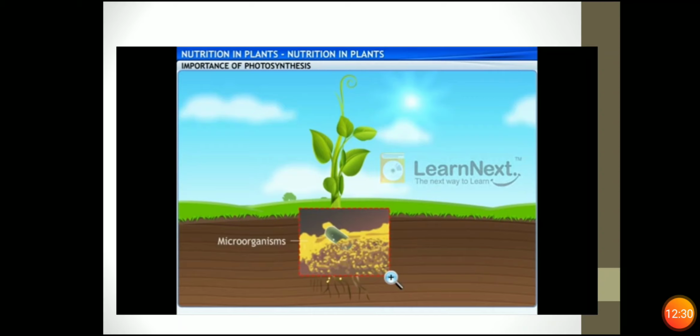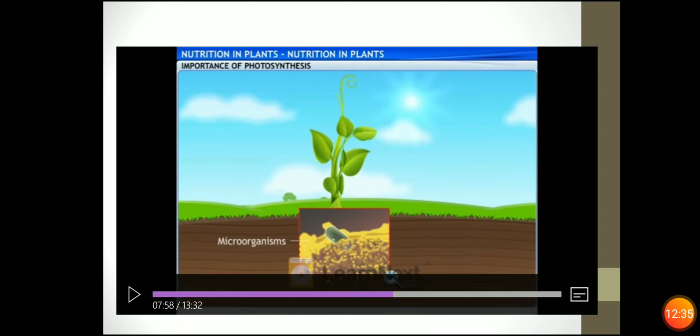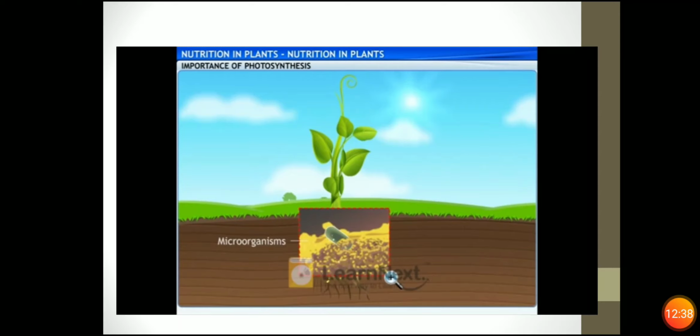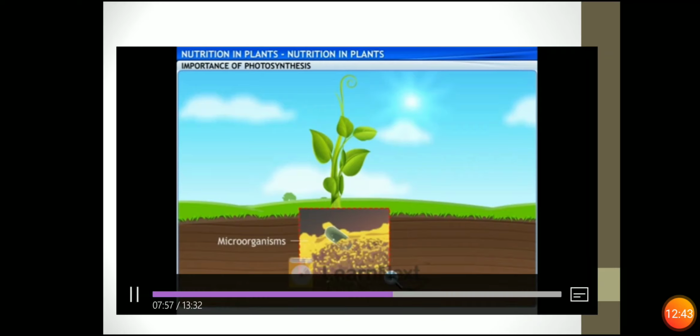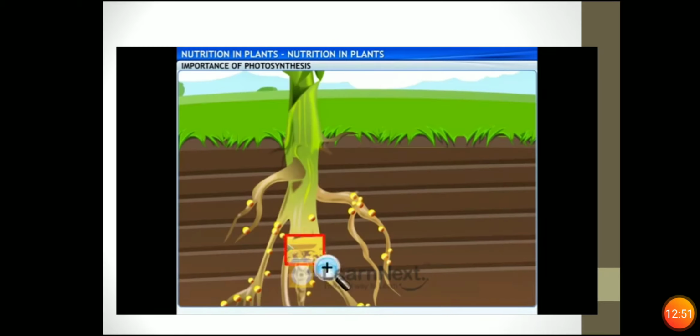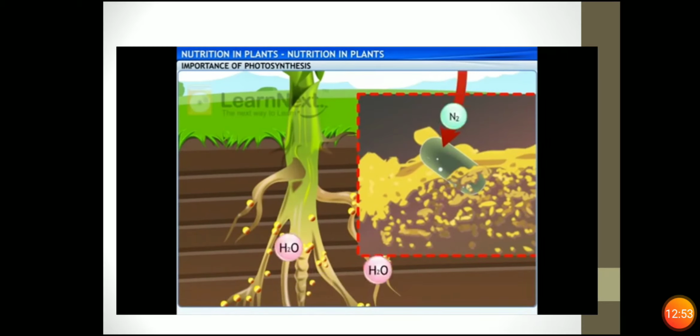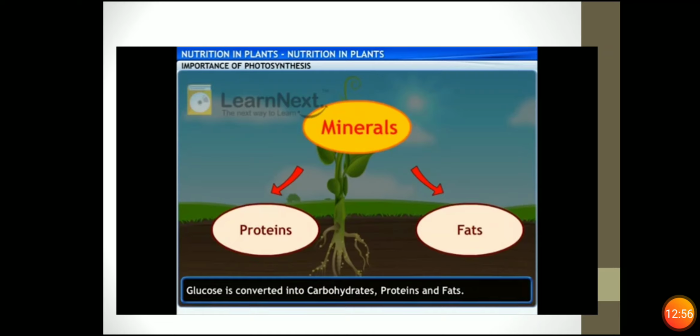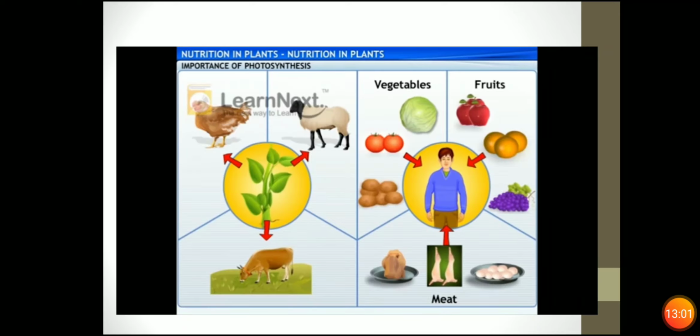Microorganisms present in the soil play an important role in fixing atmospheric nitrogen. Now, the organism that helps in fixing of nitrogen into the soil is the rhizobium bacteria. They convert atmospheric nitrogen into water-soluble compounds, which are absorbed by the plant roots. These minerals dissolved in the water are used to synthesize proteins and fats. These food components form the source of energy for other heterotrophic plants and animals.